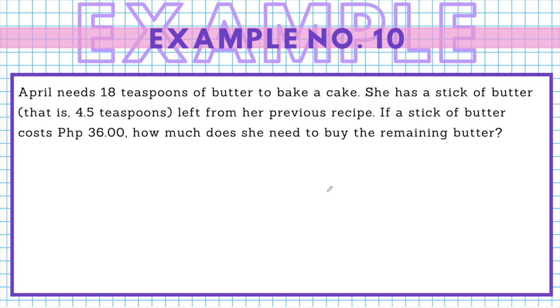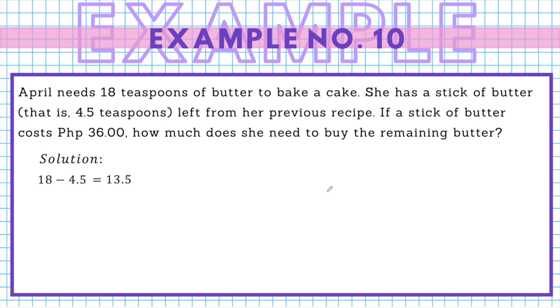She has a stick of butter, which is equivalent to 4.5 teaspoons left from her previous recipe. Now, if a stick of butter costs 36 pesos, how much does she need to buy the remaining butter? So, it is important to know how much stick of butter that she needs. Now, if she already has a stick of butter, which is 4.5 teaspoons, we need to know how much butter she needs. So, we subtract 18 by 4.5, which is 13.5. So 13.5 teaspoons is the amount of butter that she needs.